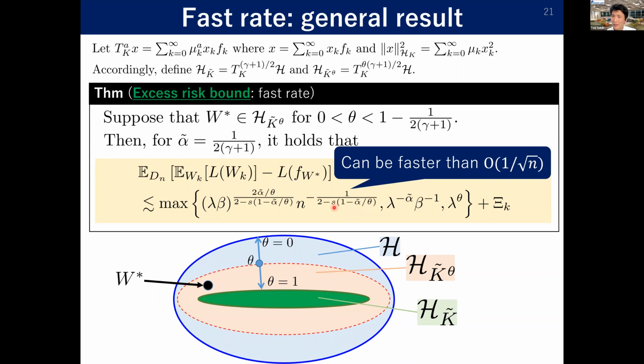And s is basically 1. So you can neglect s. For example, if you use a squared loss, s can be 1. And if you use a logistic loss, s can be 1. So you can neglect that one. And the other parameters are alpha tilde and theta.